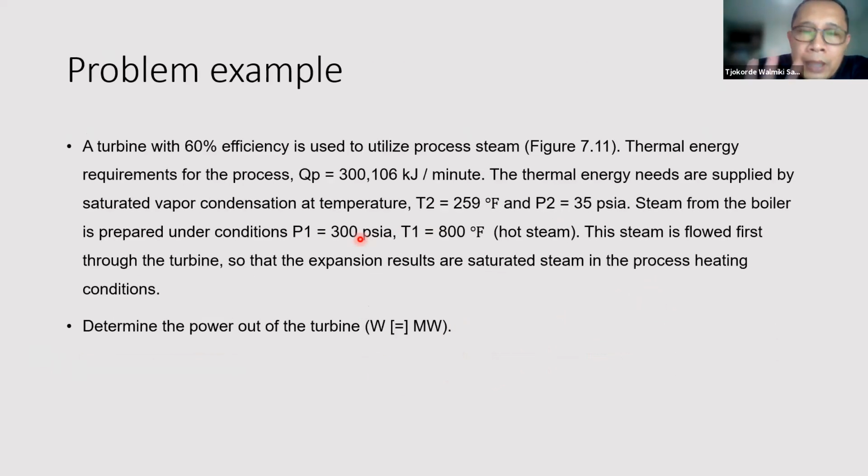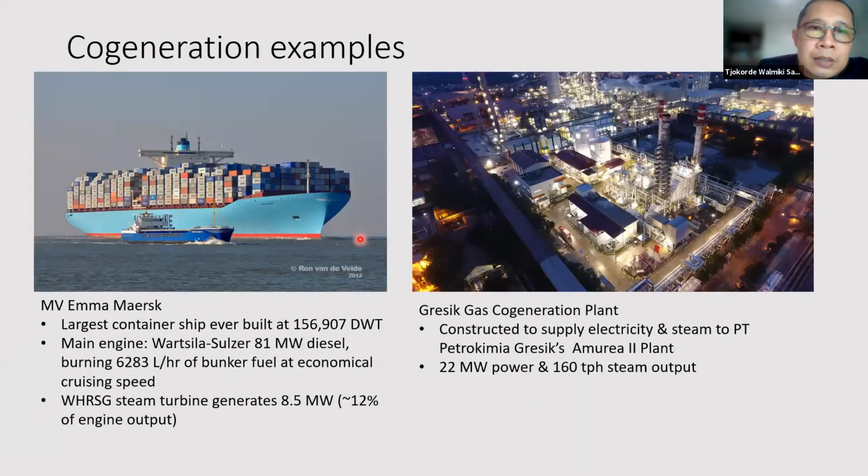All right, and this problem example will be reviewed by Pak Hendra. This is just some examples of cogenerations. On the left-hand side here, this is the largest container ship ever built at 156,000 deadweight tons. So this is a huge vessel. The main engine is a Wärtsilä Sulzer 81 megawatt diesel, burning more than 6,000 liters per hour of bunker fuel at economical cruising speed.